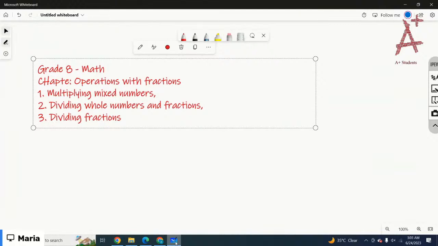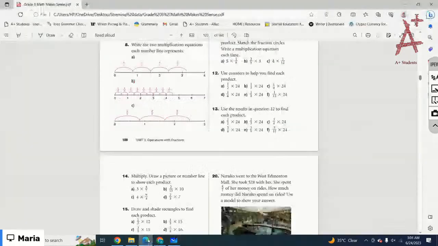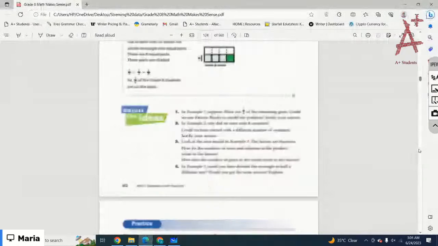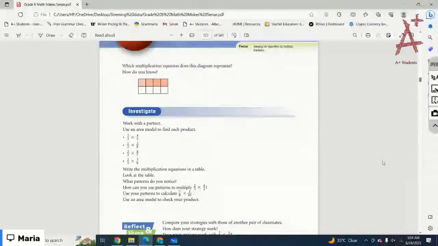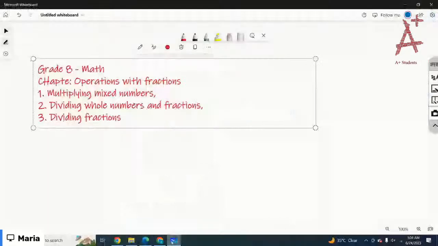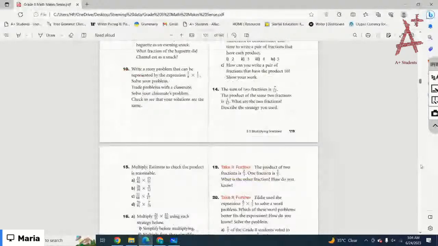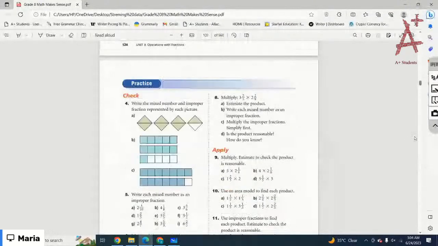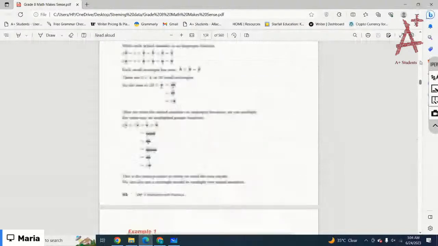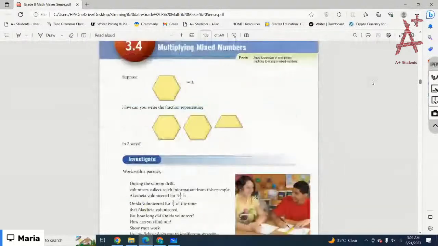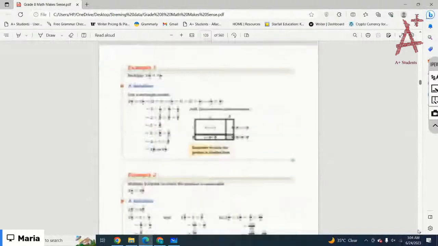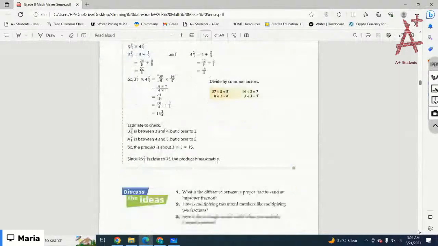So we were working on the book Maths Makes Sense grade 8. Multiplying mixed numbers, okay, we have to start with. Here I am on the lesson multiplying mixed numbers. Let's start with lesson 3.4, that is multiplying mixed numbers. Let me go to fraction.